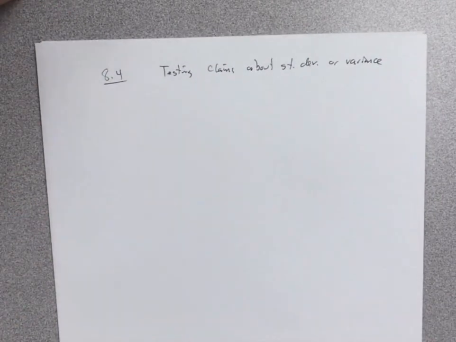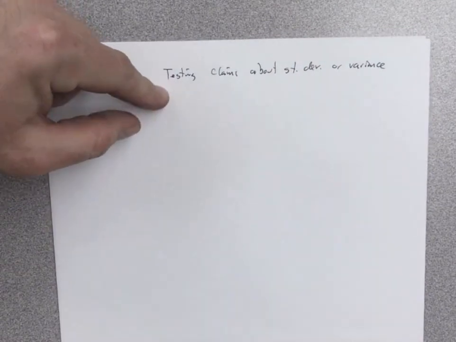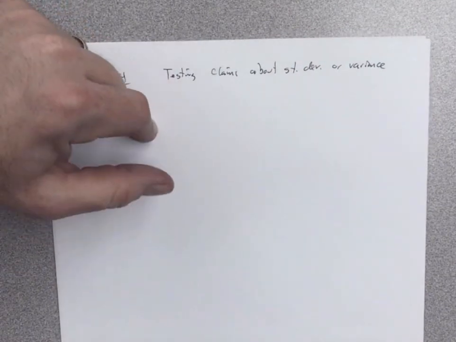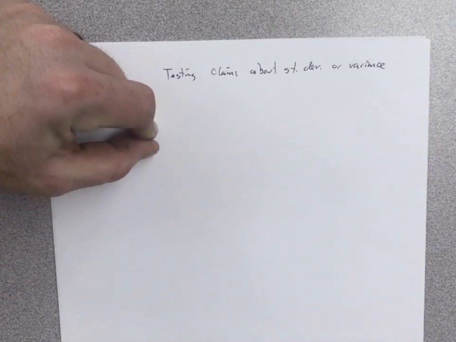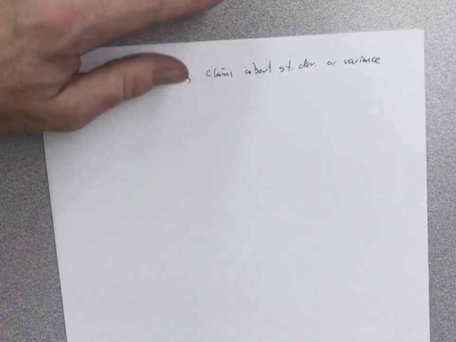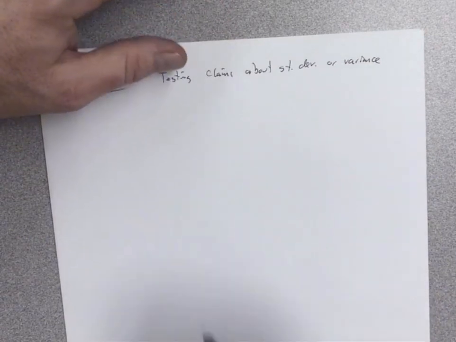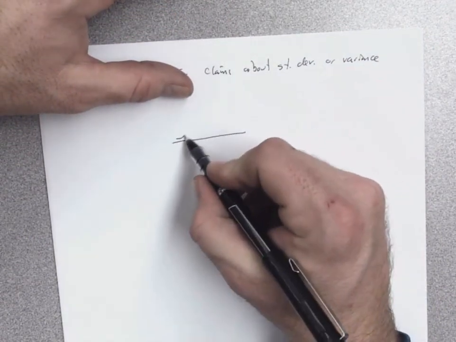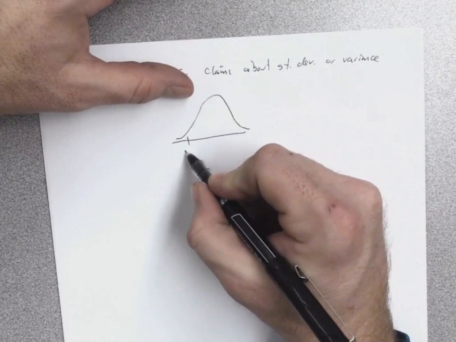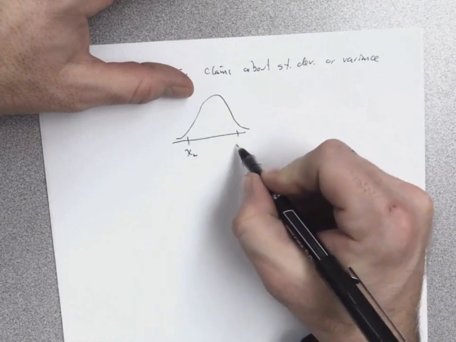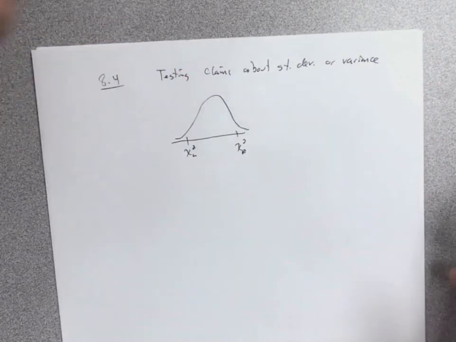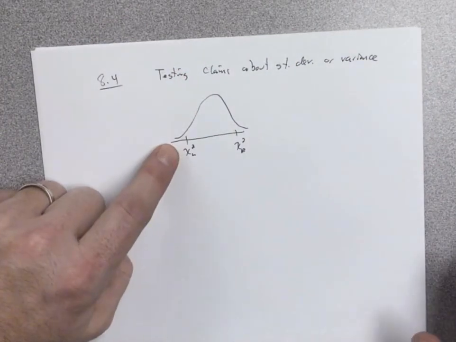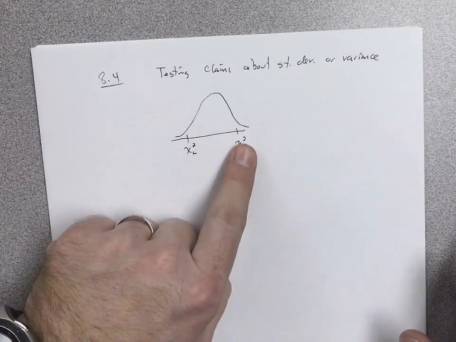You just have a different distribution. For proportion, it was the z distribution. For the mean, it tended to be a t distribution, and for standard deviation and variance, it's a chi-square distribution. If it's a two-tailed situation, you're going to have critical values of chi-squared left and chi-squared right. So that's what they're going to look like. If it was just left-tailed, you're only going to have chi-squared left, and if it's just right-tailed, you're going to have chi-squared right.